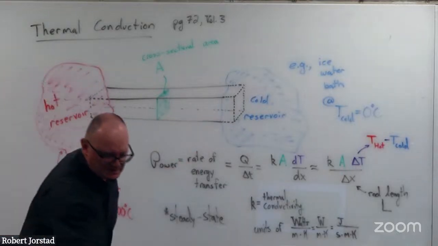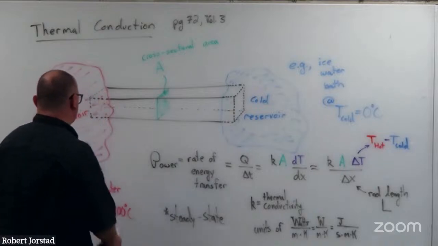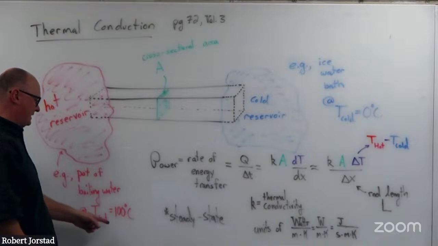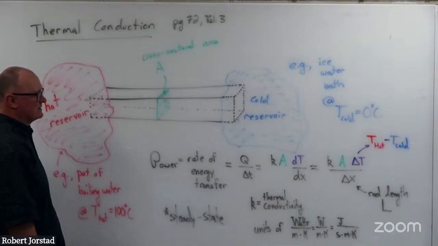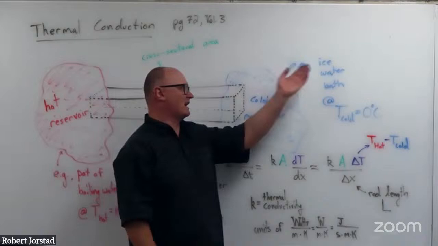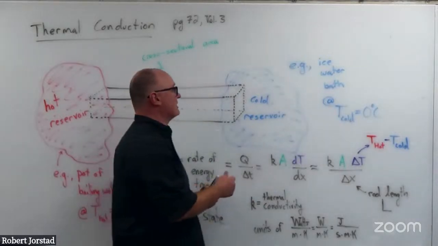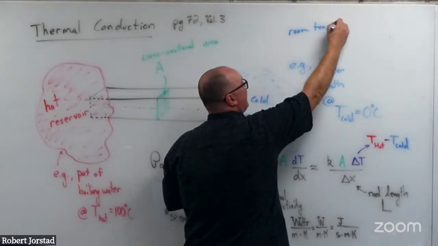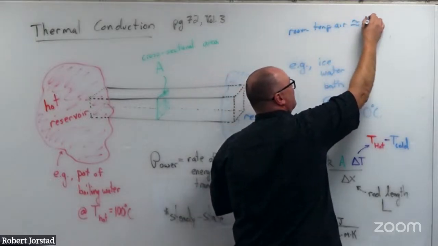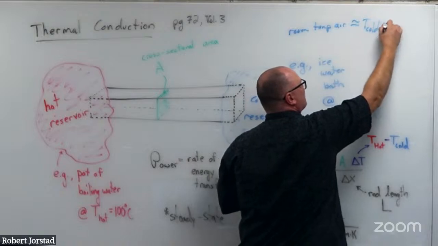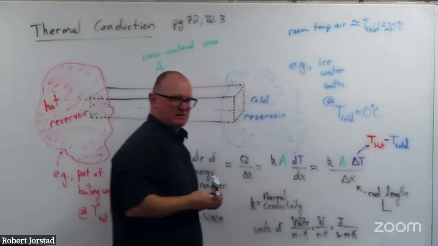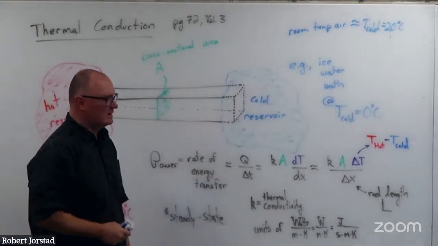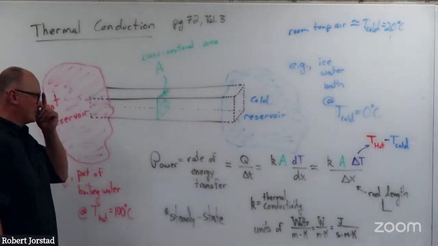For the purposes of this demonstration, you can imagine the hot reservoir would be like a pot of boiling water at some hot temperature, 100 degrees Celsius. And the cold reservoir could be an ice water bath. Another thing it could be is maybe room temp air at T cold equals about 20 degrees Celsius, right? So you could have different types of hot and cold reservoirs, but anyways, they're at some temperatures.